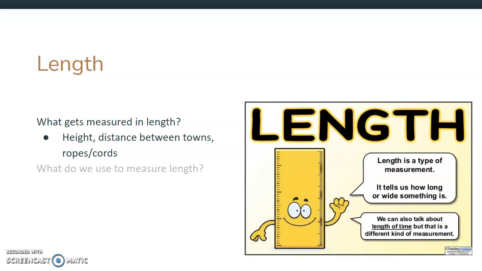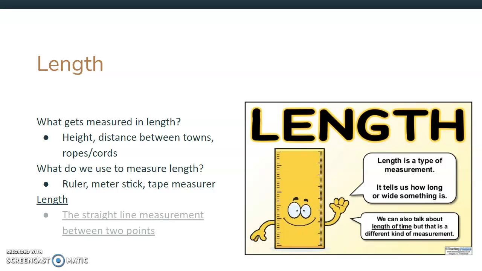Again, please just pause the video for a second. What do we use to measure length? What kind of things do we use to measure them? I thought of a ruler, a meter stick maybe, or a tape measure. And this is our definition of length. A reminder is anything that's underlined, I want you guys to remember or write down in your notes.